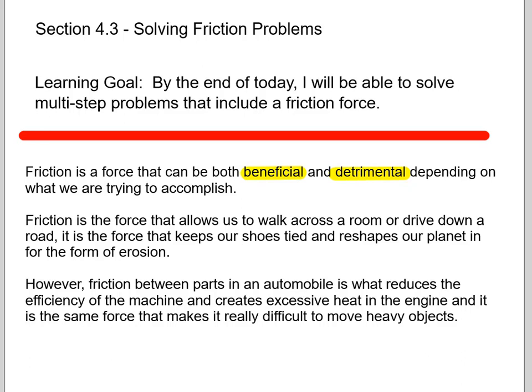However, friction between parts in an automobile is what reduces the efficiency of the machine and creates excessive heat in the engine, and it's the same force that makes it really difficult to move heavy objects. So there are times where it's good and times where it's not so good.